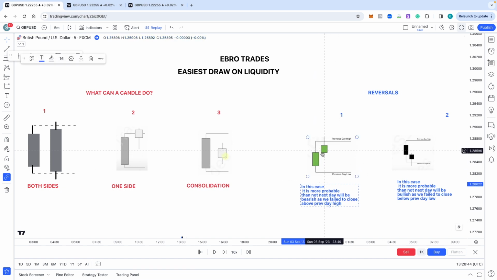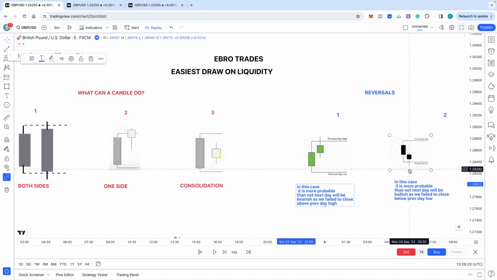Reversals are a situation where, in this first instance, we've swept the previous day high. However, we have closed below the previous day high. And by closed below, I mean that the body of the candle closes below the high made by the previous day. In this case, it's more probable than not that on the next day, Wednesday, we'll have a bearish candle fail to close above the previous day high.